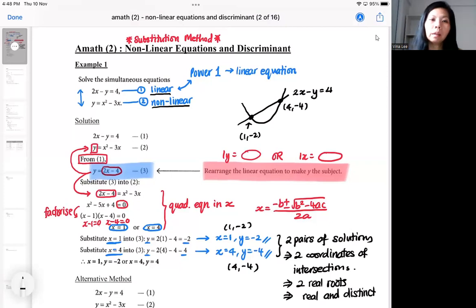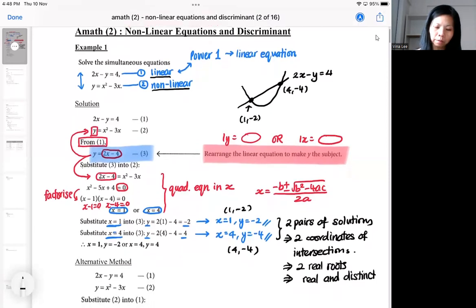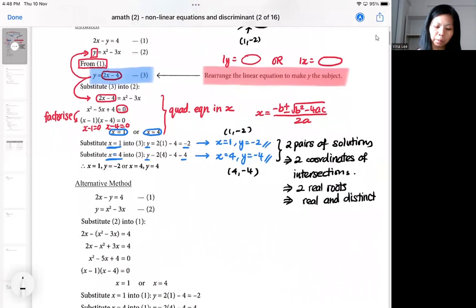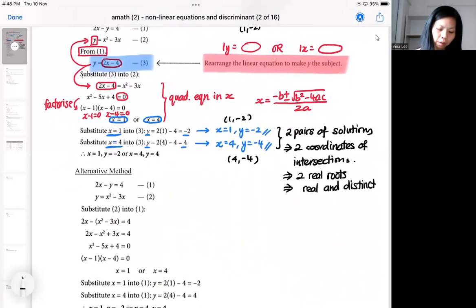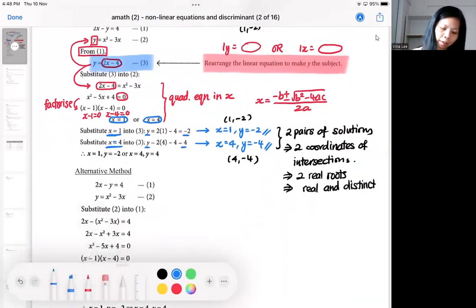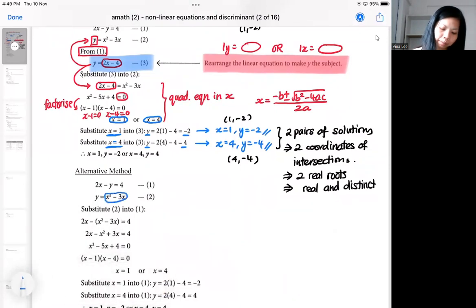Okay, so a linear and a non-linear. The technical idea will be you make subject from linear and put it into non-linear. So you will encounter a quadratic equation, which you can do by factorization or the quadratic formula. In this case, there's an alternative method. Not every time you may have an alternative method. In this case, we can directly chunk this one in.